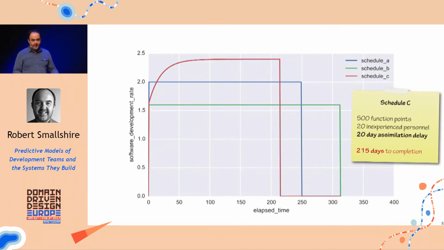So now, we start with our inexperienced personnel, and we set an assimilation delay, which is a way of quantifying how long it takes for someone to become experienced, of 20 days. And now, as the inexperienced people become experienced, you can see the curve rising there. As they become more productive, we can see that the total project time is shortened down to 215 days. Remember, we started with 250. Okay, so our model's getting a little bit more interesting, and it's showing some behaviors.